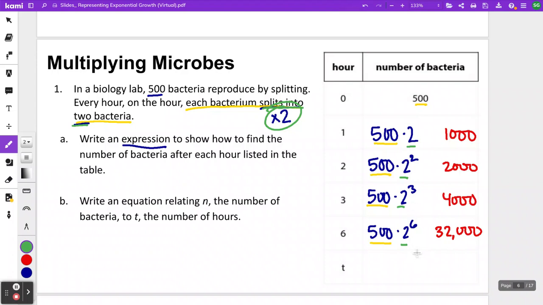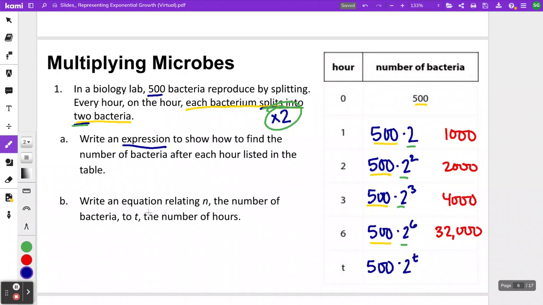that exponent there. So if our goal was to write down an expression representing how many bacteria there are at hour t, we know based on that pattern, we're going to start with 500 every single time, and we are multiplying by 2 every single time. The only thing that changes is that exponent. For hour 2, the exponent's 2. For hour 3, the exponent's 3. Hour 6, the exponent's 6. And for hour t, the exponent is t.